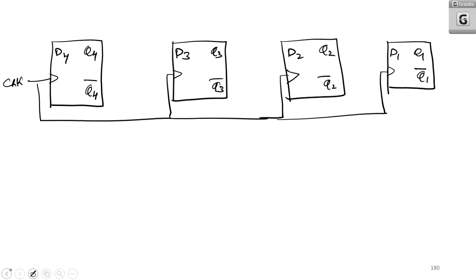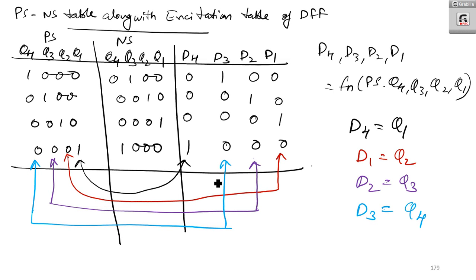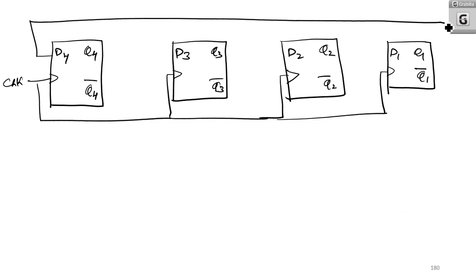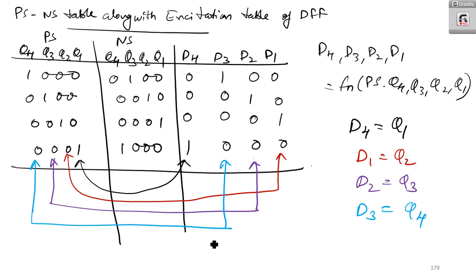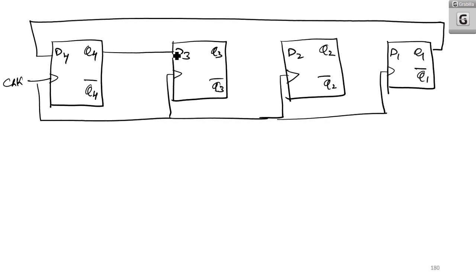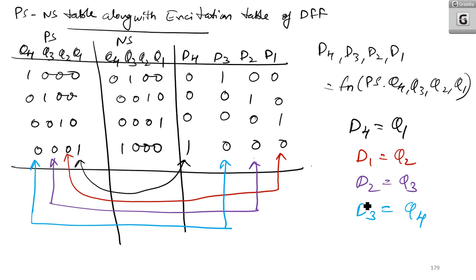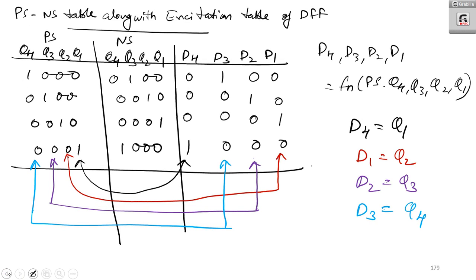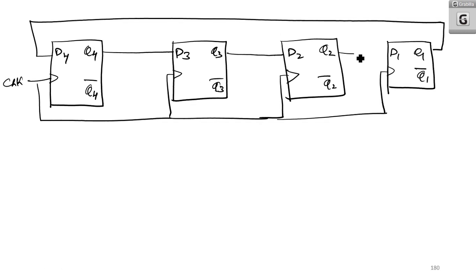Okay. Now what is D4? We can start from D4. D4 is equal to Q1, so you can shorten that way. Now what is D3? D3 is equal to Q4, so you can short that. Then what is D2? D2 is equal to Q3. Therefore, we can show that. Now, what is D1? D1 is equal to Q2, means you can show that.